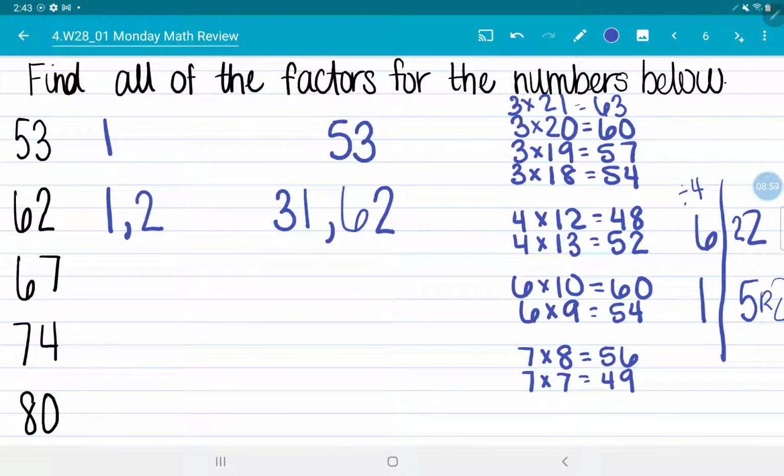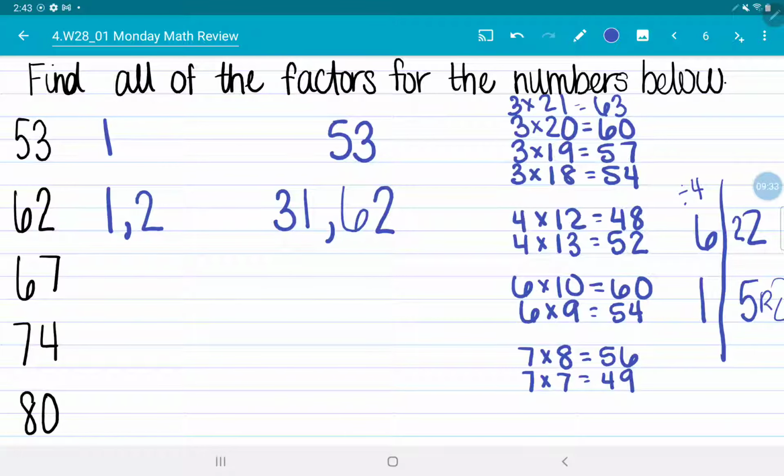How about 5? Nope, it doesn't end in 0 or 5. 6. No. 6 times 10 is 60. And then 6 times 11 is 66. So that would not work. 7. Nope. 7 times 9 is 63. Very good. So that would not work. All right. 8. Nope. Because 8 times 7 is 56, then 8 times 8 is 64. So that's not going to work.